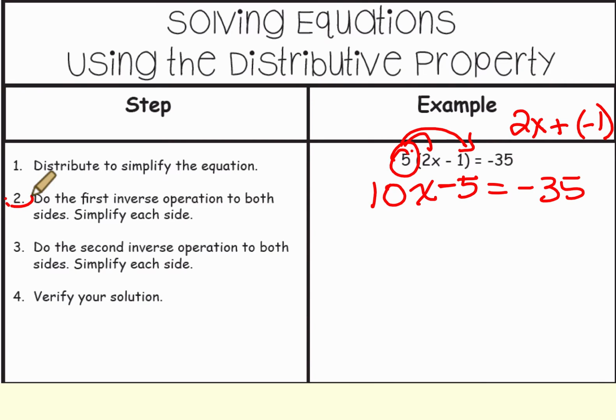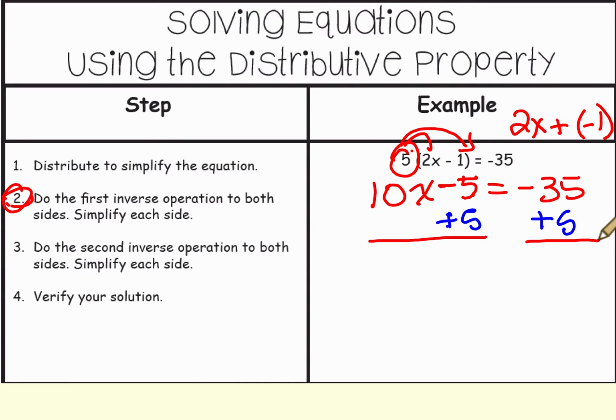So I'm going to do the first inverse operation. I'm working outside in, and so I've got to get rid of subtracting 5. The inverse of subtracting 5 is add 5. And I'm going to add 5 to both sides. And then I simplify.